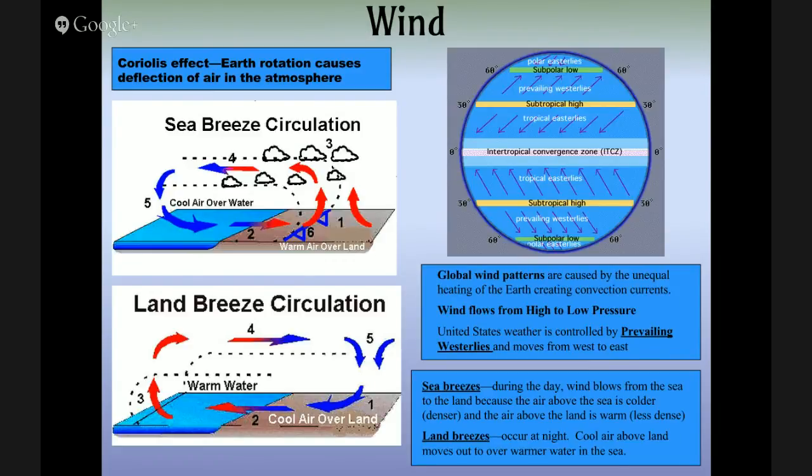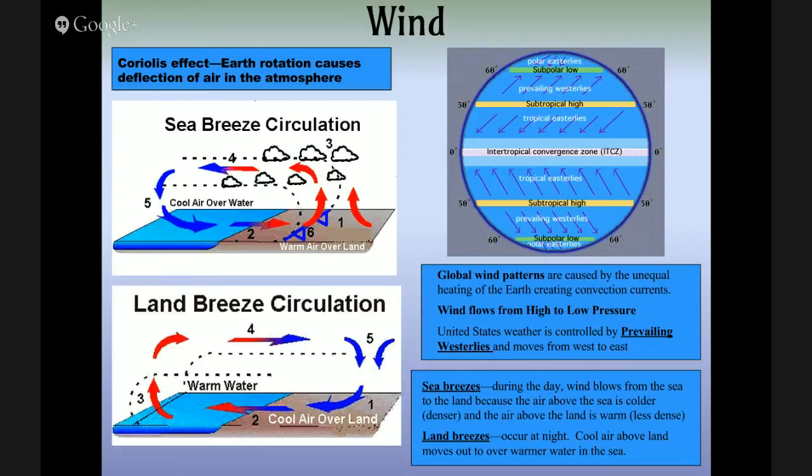All right, wind. So we have this thing called the Coriolis effect. Earth's rotation causes the deflection. Deflection means like bending of air in the atmosphere. So if you take a look at this picture, sea breeze circulation, this is something that happens because water and land heat up and cool down at different rates.